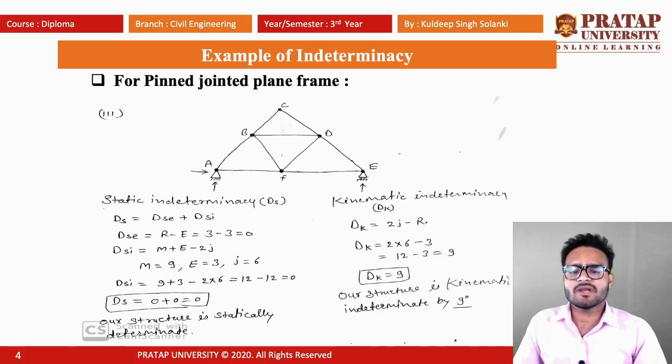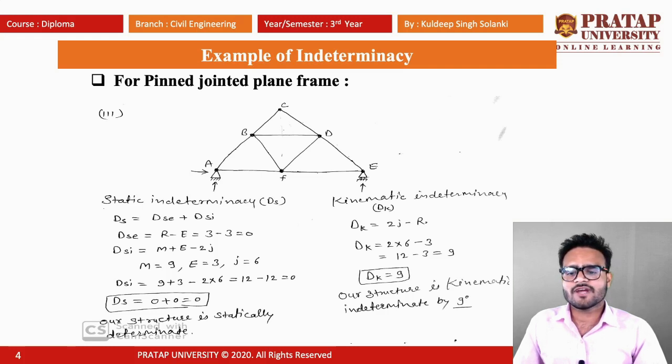Okay, then how many members are available? 9 members are available. The number of equilibrium equations is equal to 3. How many joints are available in our structure? 6 joints are available: A joint, B joint, C joint, D joint, E joint and F joint. So 6 joints are available.